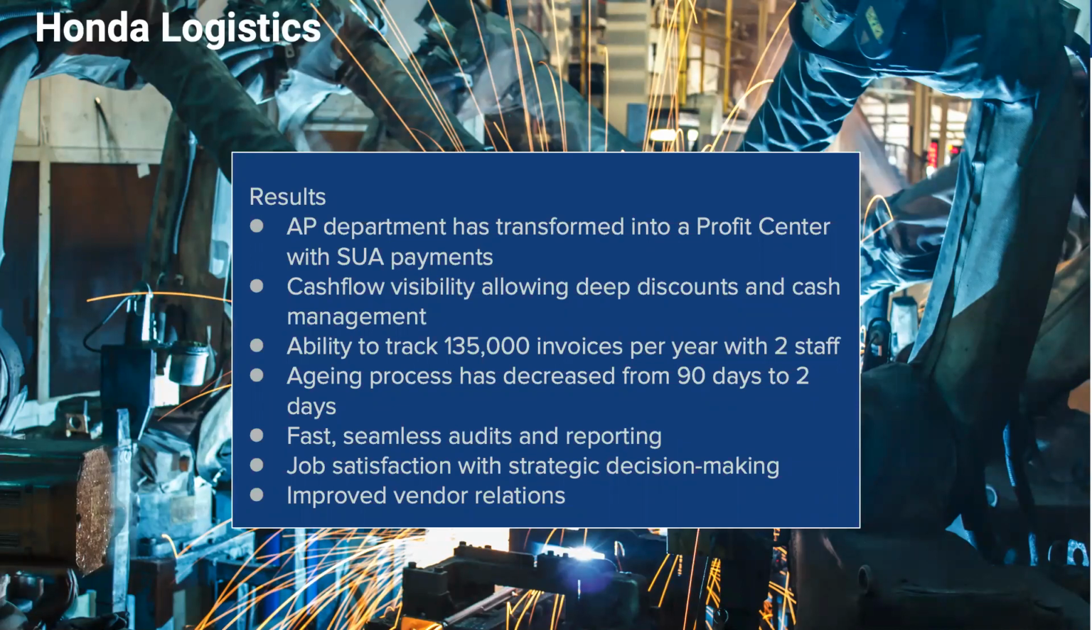Now they use 2 staff members to process 135,000 invoices a year. They went from 90 days to 2 days. They improved their reporting capability, and they elevated much of their AP staff and management to higher level tasks, which enabled them to be a profit center. They actually came up with some really unique ways to negotiate with vendors and create value within their AP process.